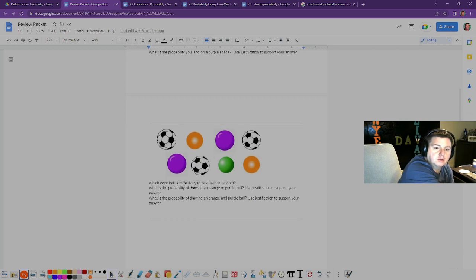Which color ball is most likely to be drawn at random? So having an idea that you see 3 soccer balls have more chance of being drawn. So I'm just going to test their knowledge and see if they can get this.